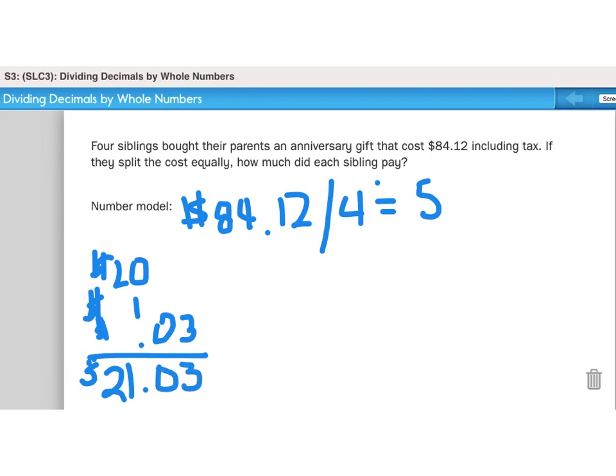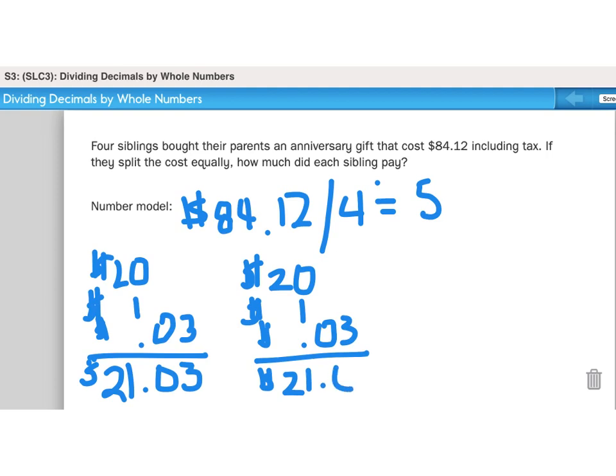Another way you might have thought about it is to think about giving different bills and coins. You can think about it and say, well, each sibling's going to give a $20 bill, which would be $80. Then they could each give a dollar bill, and that would bring the total to $84. Then they could each give 3 pennies, which would also make our total $21.03 per person.